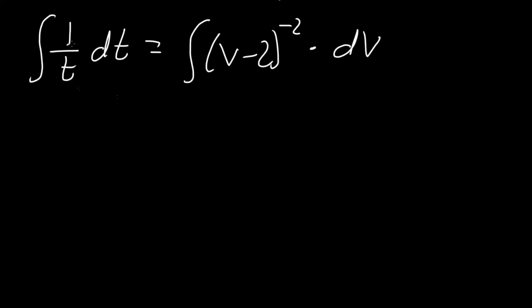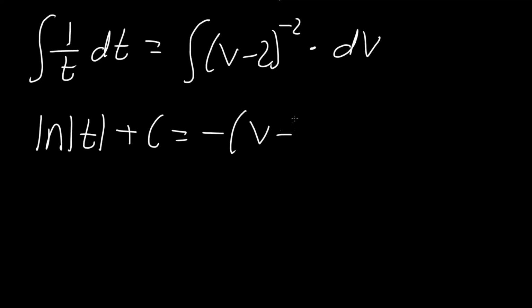Okay, next we take the integral of both of these, and so we would get ln absolute value of t plus c is equal to negative (v minus 2) raised to negative 1. We would also have an arbitrary constant here too, but it wouldn't be plus c. You could say plus d. But instead of doing that, we just say plus an arbitrary constant on one side. We can choose this side or we can choose this side. I chose plus c on the left.